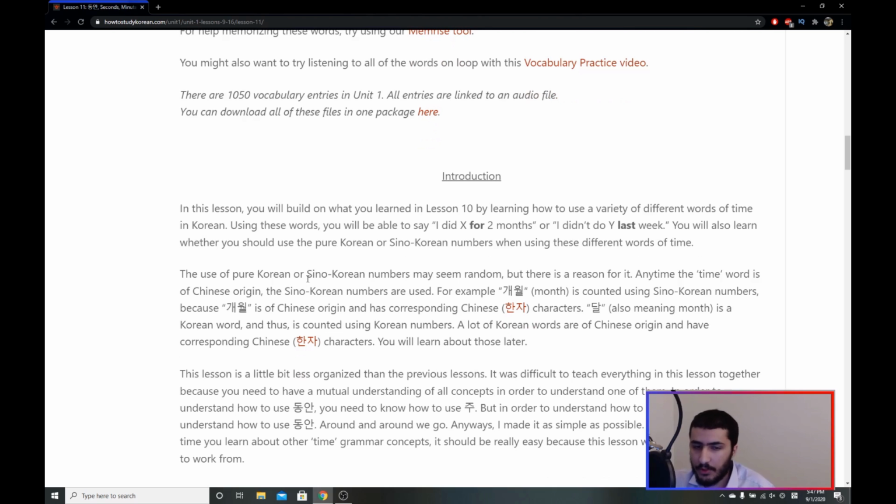So the use of pure Korean or Sino-Korean numbers may seem random, but there's a reason for it. Anytime the time word is of Chinese origin, the Sino-Korean numbers are used. For example, 개월, because 월 is of Chinese origin, that's why we use the Sino-Korean numbers. Now, 달 is pure Korean, thus it's counted using Korean numbers.